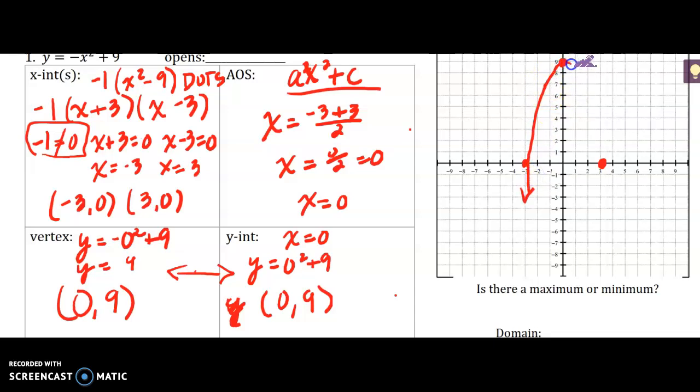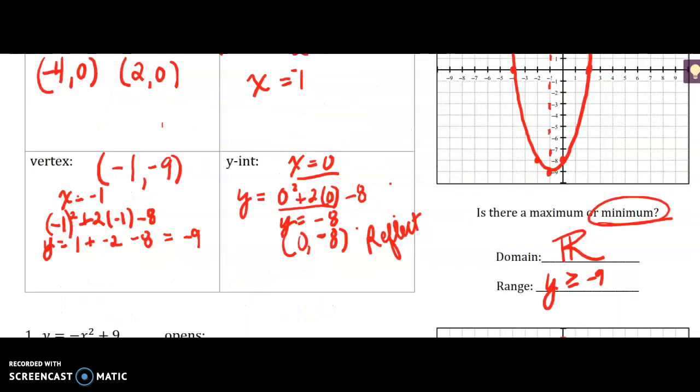Just remember, if you need more points, you can always create a little table of values where you're choosing any values of x that are less than the x coordinate of the vertex, which in this case would be 0. So you would choose like negative 1, negative 2, plug that in, and you can find other points if you want. But I think actually this looks pretty good.